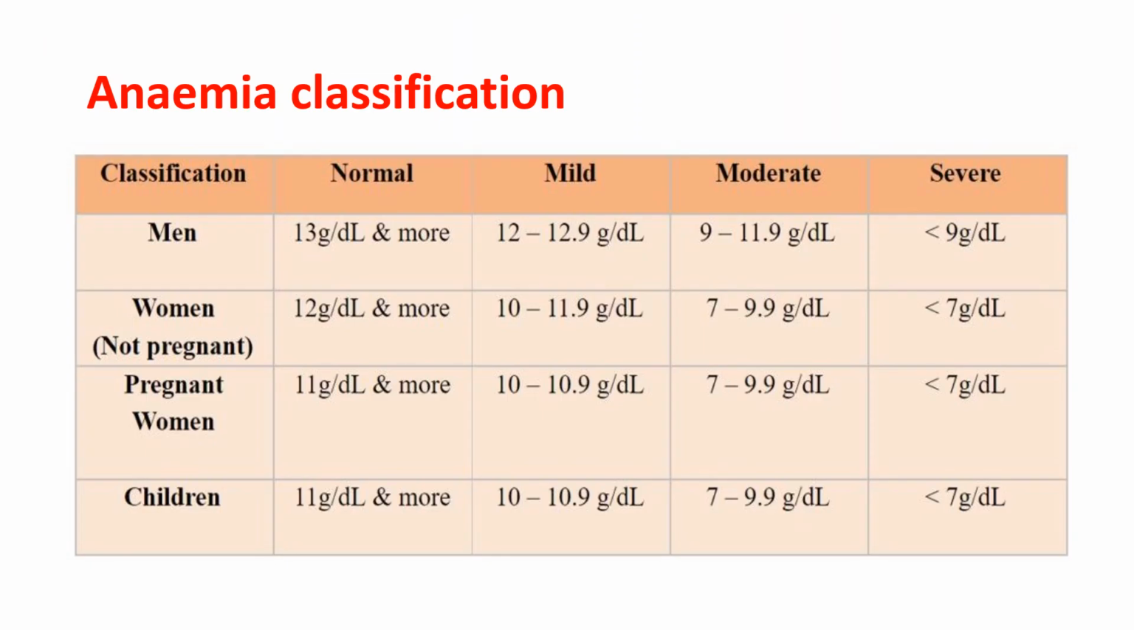Now let us look at the anemia classification and focus on the pregnant women classification. In pregnant women, normal is 11 gram per deciliter or more. Mild is 10 to 10.9, moderate is 7 to 9.9, and severe is less than 7 gram. If you recall, the particular card reads 10 gram. That means the concerned pregnant woman is suffering from mild anemia. That is your provisional diagnosis.